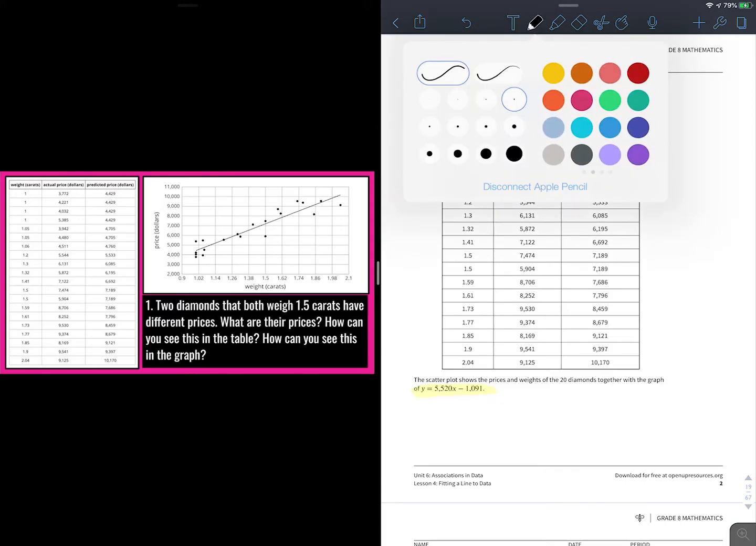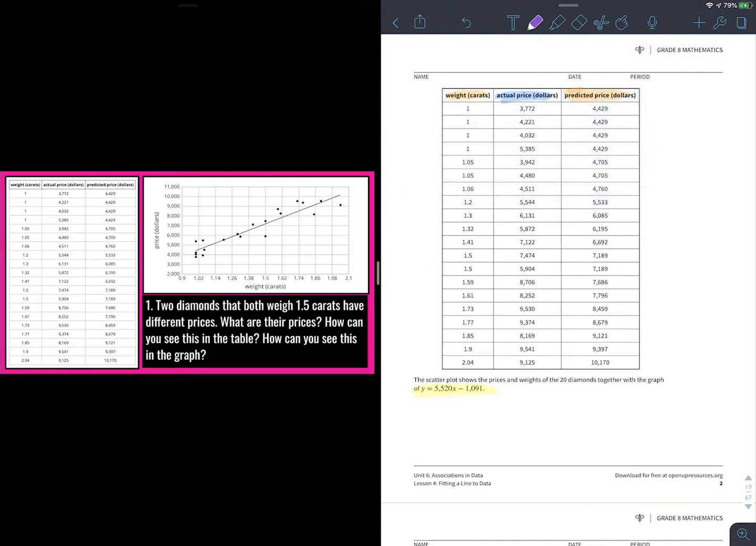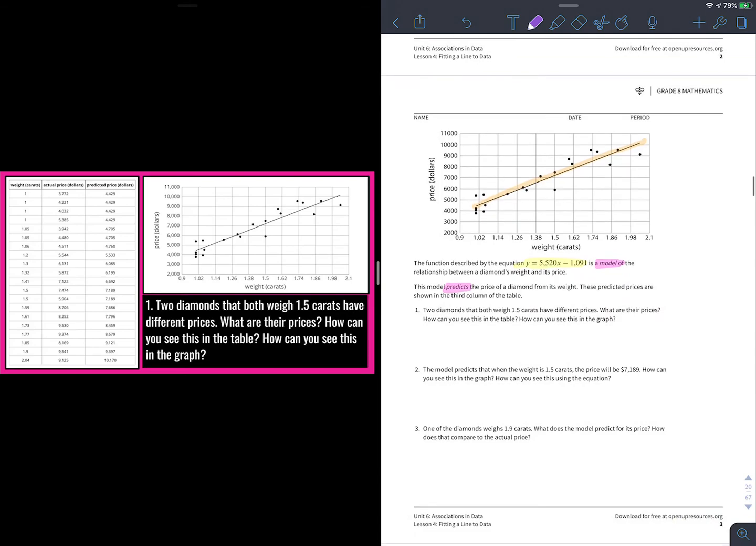I'm going to grab a different color, purple. Okay, here's where we see the 1.5 in the table. And let's go to the graph. Here's where we see it in the graph, the 1.5. And their prices that we see are the 7,474.